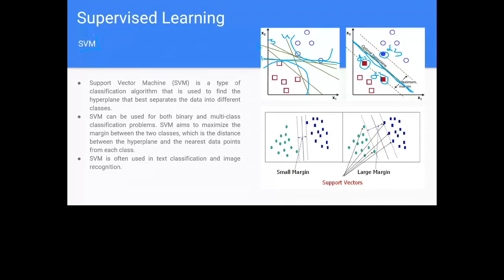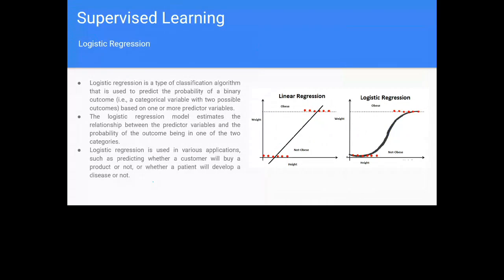SVMs are pretty powerful machine learning models that are used frequently. Apart from regressions and all the other models, SVMs are very popular. So they are used generally in image recognition and text classification. So moving on to logistic regression. Now, logistic regression sounds like, not sounds like, it actually says regression, but it is a little different from regression.